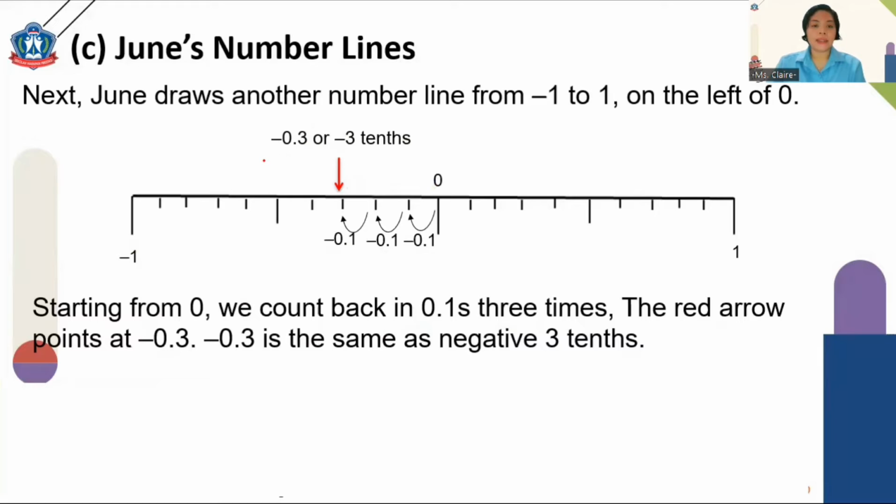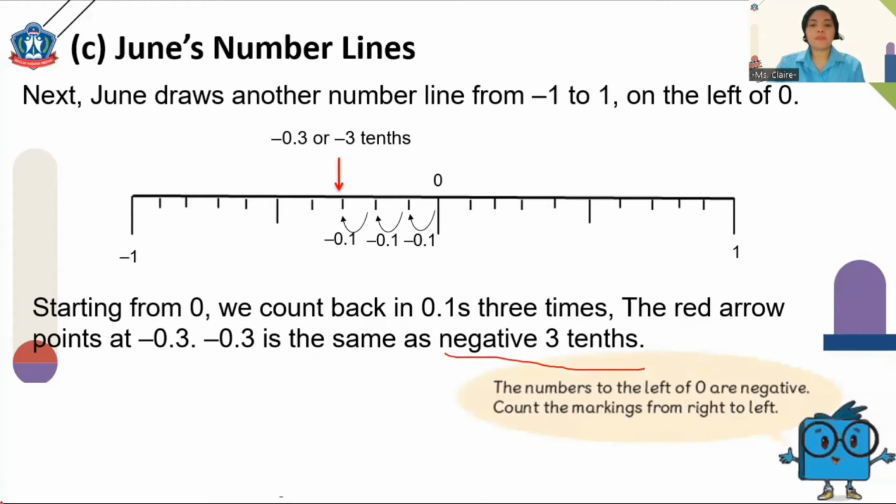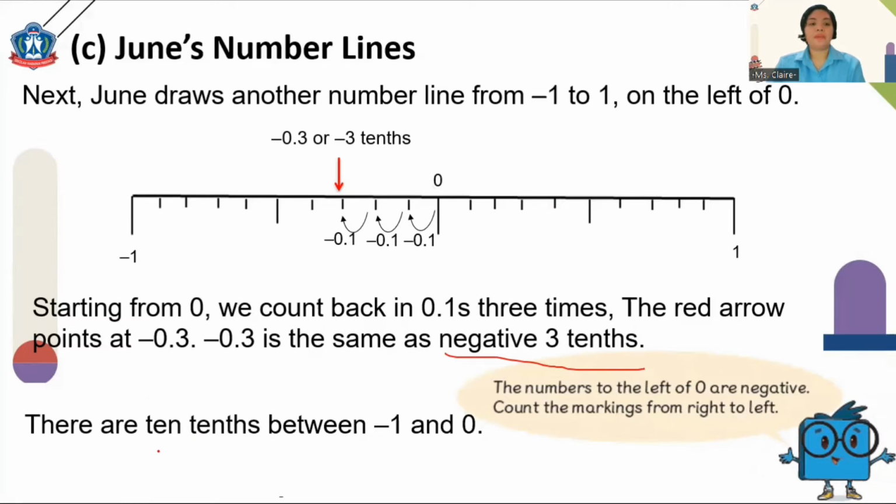We can say this is negative 0.3 or negative 3/10. They are the same. The numbers to the left of 0 are negative. Count the markings from right to left. There are 10/10 between -1 and 0, right? From 0 going here, there are 10/10. 10/10 means 0.1. So if we are going to count, there are 10. So that is already equal to -1.